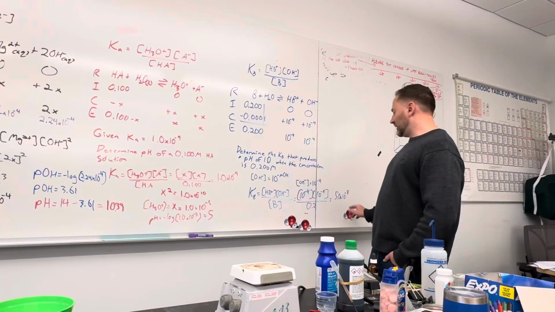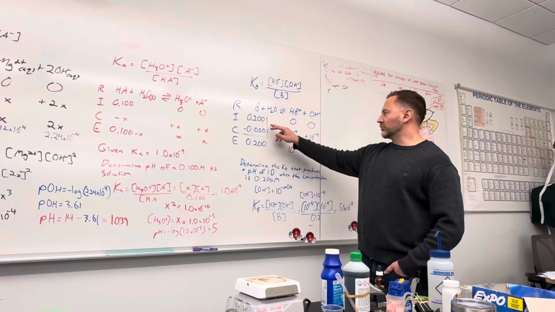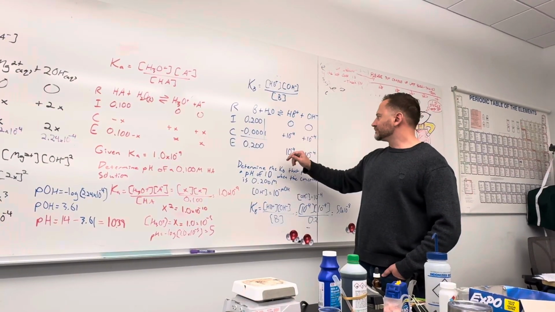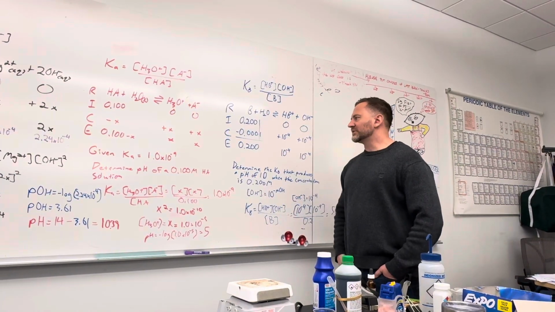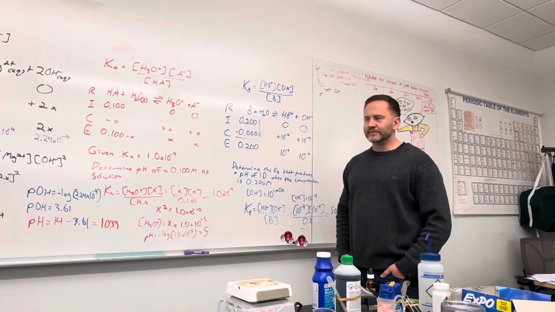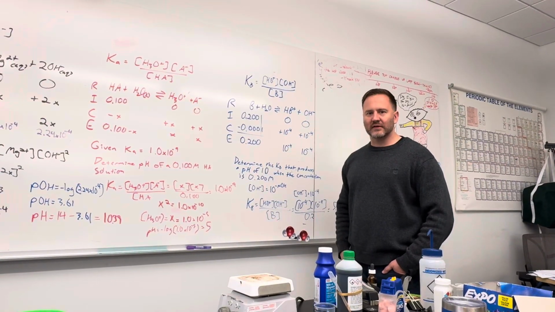And again, if the K is really small, like 10 to the negative 8th, when you subtract that value that you get, it's not going to make a dent in the concentration at equilibrium. So we can ignore it. Anyway, that's how equilibrium relates to acids and bases.